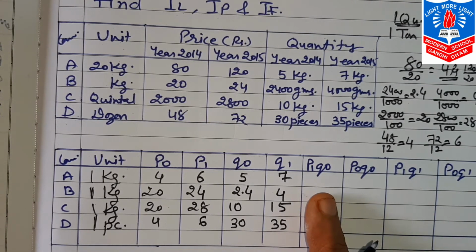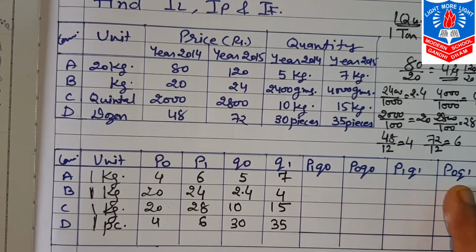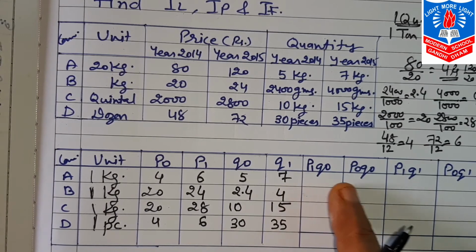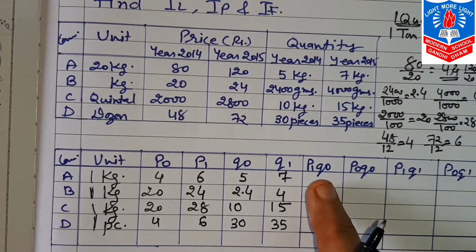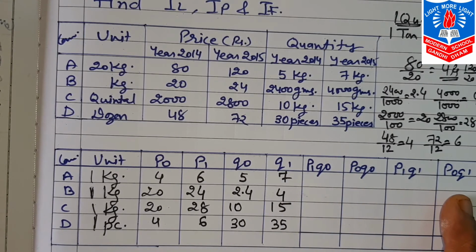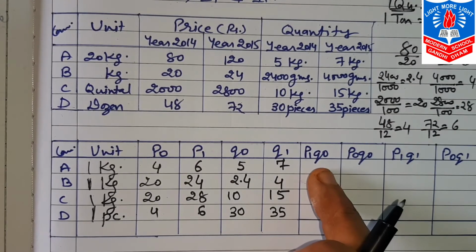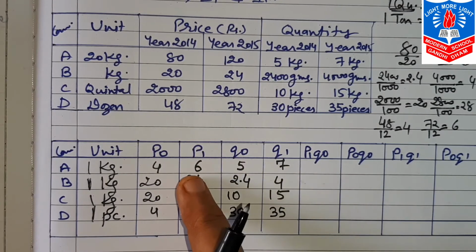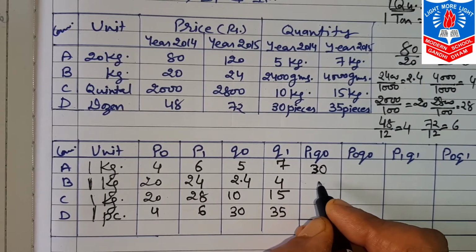Now multiply these 4 values, that is P1 Q0, P0 Q0, P1 Q1 and P0 Q1. As we discussed in the last session, take all 4 in this sequence order only, so chances of mistake will be 0. Now first, that is P1 Q0. Now this is P1 and Q0. 6 5s are 30.